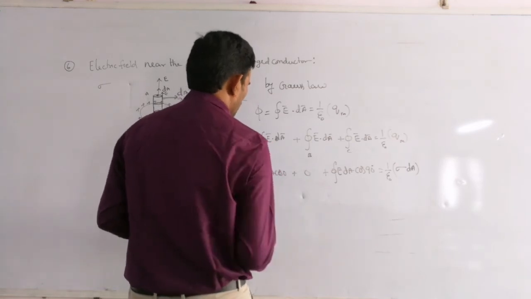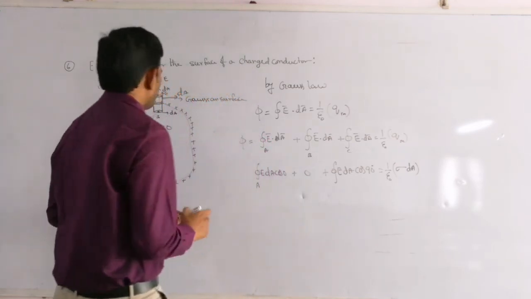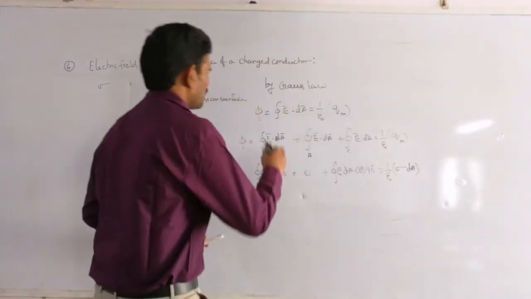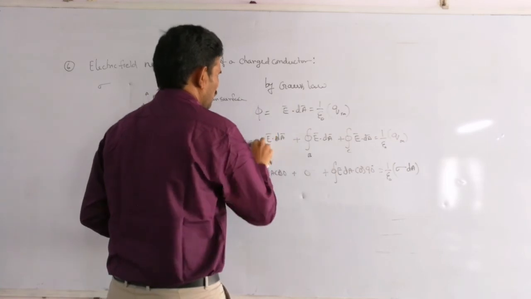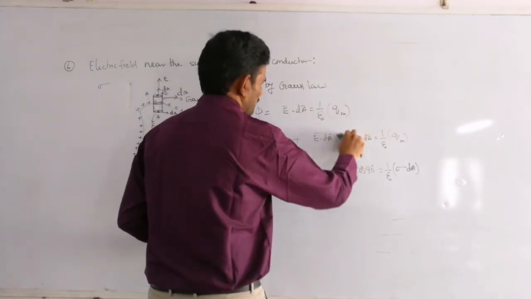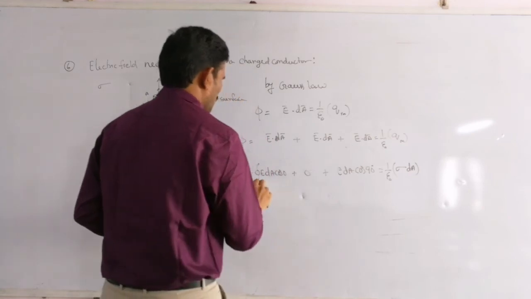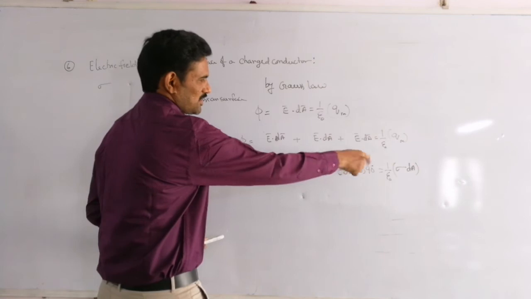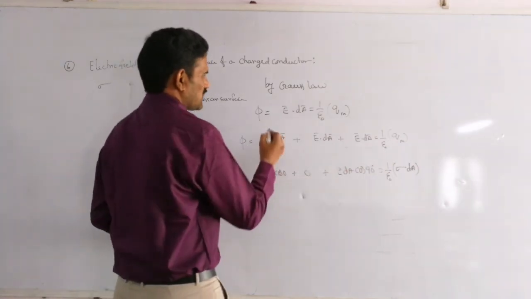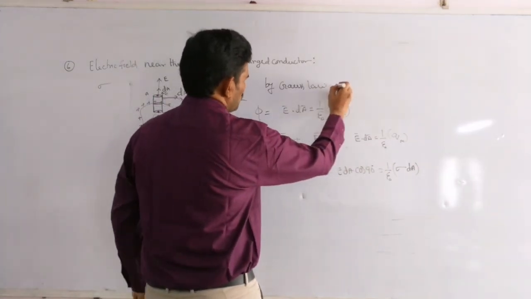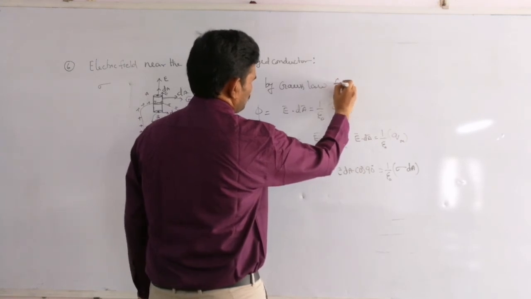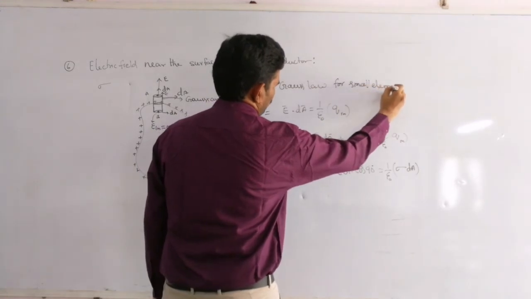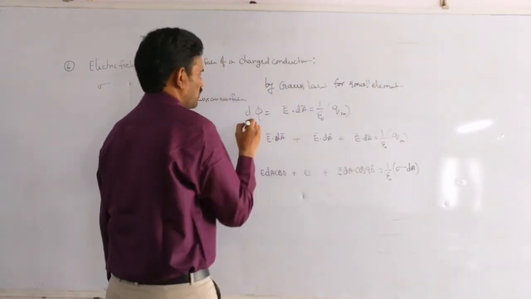Here we are writing the flux for the small element only, so this integration symbol is not required here. Directly you can write E into dA. Because if you take the integration, then the integration should cover that side also, and then we need to write the total charge here. By using Gauss law for the small element, we are applying it for the small element only.